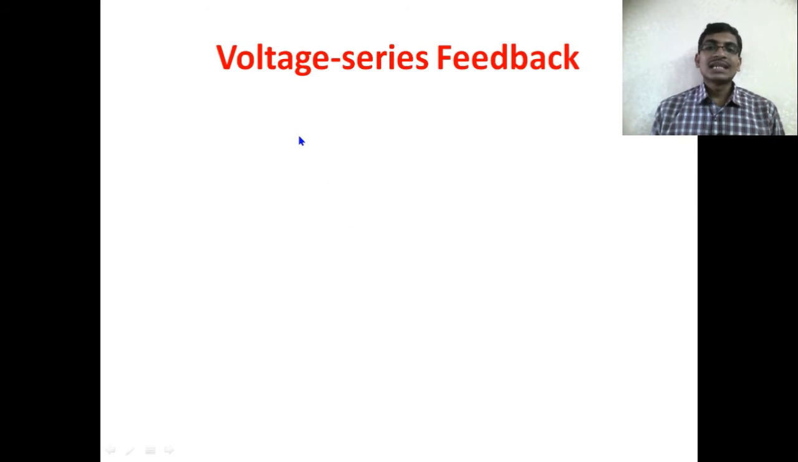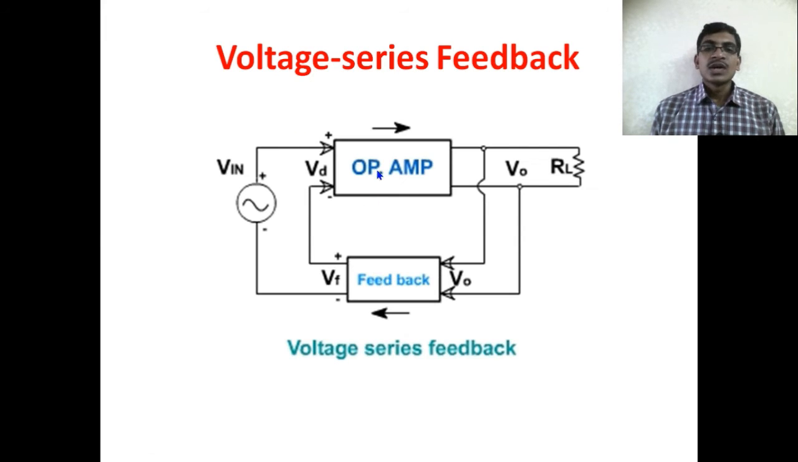First one is voltage series feedback. This is the block diagram for voltage series feedback. This is the op amp block and this one is the feedback block. The name itself indicates voltage series. The first word, voltage, refers to the sampling, and the second word, series, represents the mixing. Voltage sampling means we are taking the output voltage, capturing it and giving it to the feedback section.